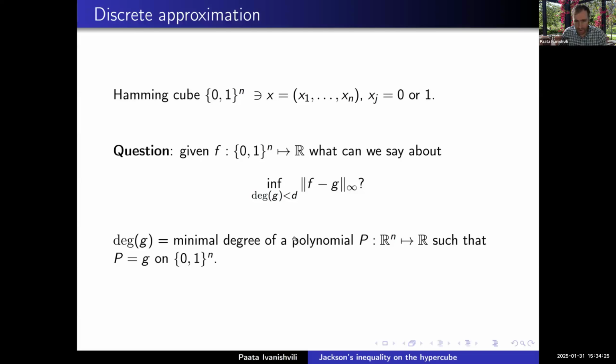Degree is the minimal degree of a polynomial p from R^n to R such that p coincides with g on the hypercube. Without loss of generality, you can think that p is a multilinear polynomial. It is linear in each variable, and minimal degree, and as soon as you restrict it to the hypercube, its degree is less than or equal to n. So d is always less than or equal to n. When d equals 0, we are talking about constants. You just subtract the constant. So how small can this be?